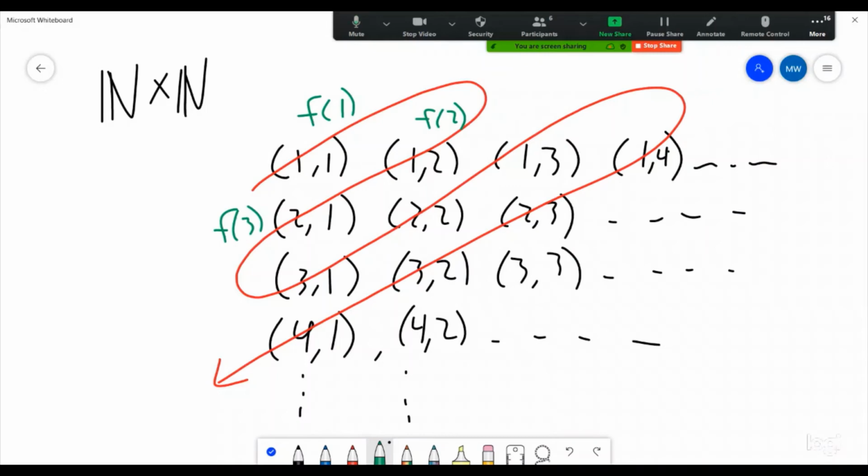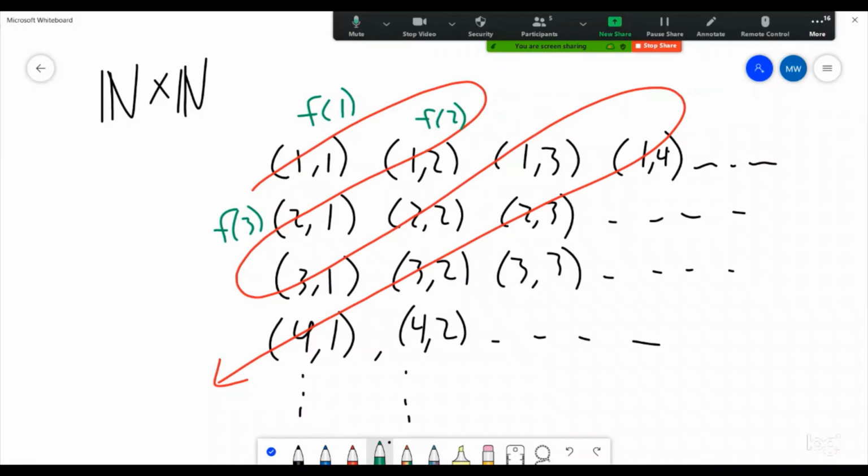Any other questions that people have? Would be something like that if we want to prove that the positive rational numbers are countably infinite? Yeah, that would be a way to go about doing it.